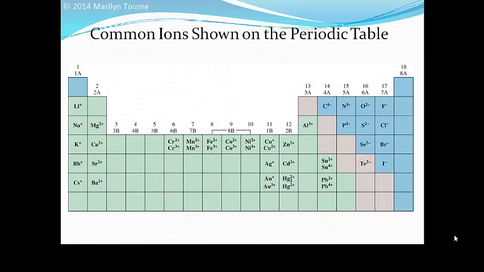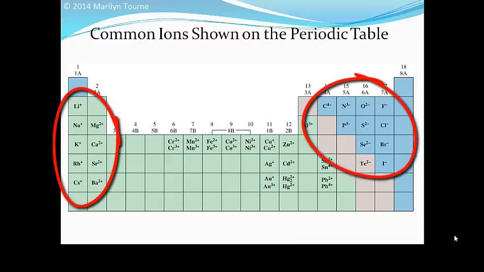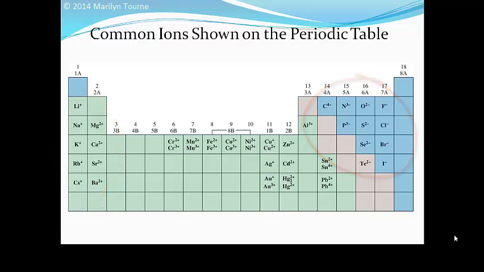This is figure 2.11 from your book, and it shows us the common monoatomic ions arranged according to their positions in the periodic table. I would become familiar with these ions right here and these ions right here. You will see these again and you will be tested on them in exam 2.